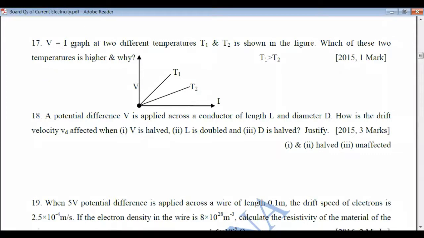Question number 17: the V-I graph at two different temperatures T1 and T2 is as shown in the figure. Which of these two temperatures is higher and why? The graph is between V and I. We know that the slope of the line gives the resistance. So here the slope of the graph at T1 temperature is more, so the resistance R1 is greater than R2. And we know that with the increase in temperature, the resistance increases. So the temperature T1 is greater than T2.